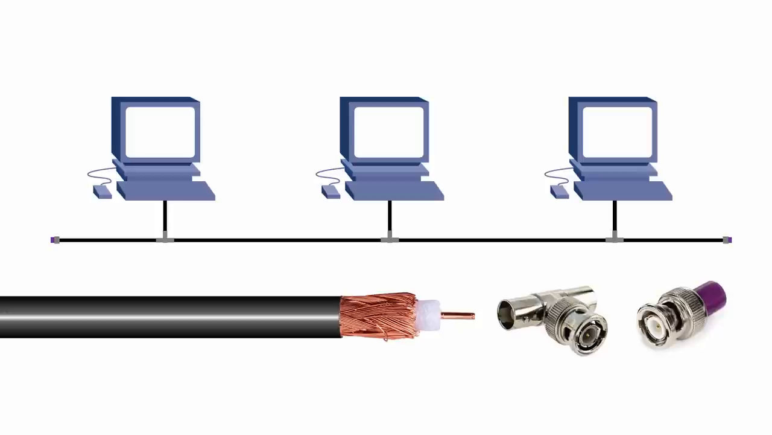This type of network had the advantage of being easy to set up, and if one of the workstations failed, the network would continue to function. Coaxial cable is still widely used today for applications such as cable television, but coax, as it's otherwise known, has been superseded by UTP cable for local area networks.